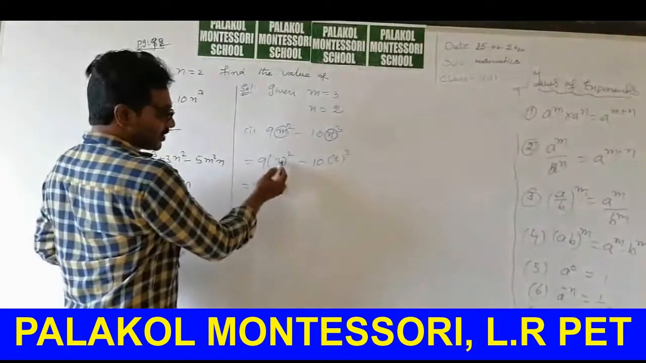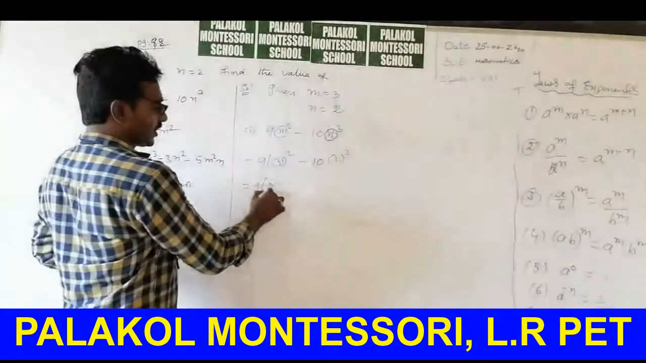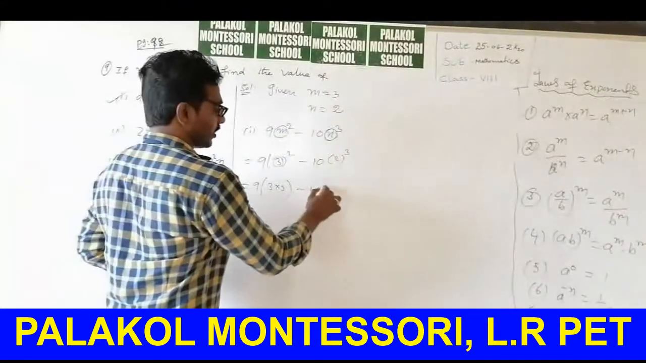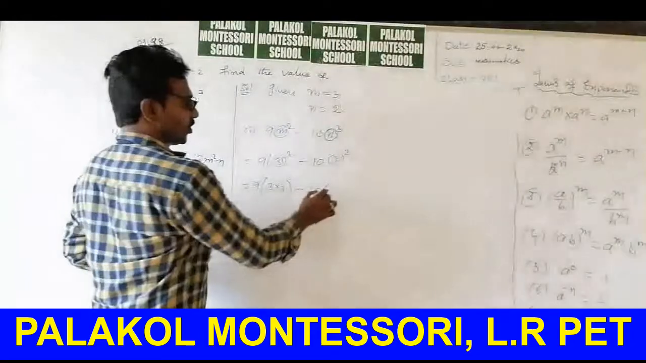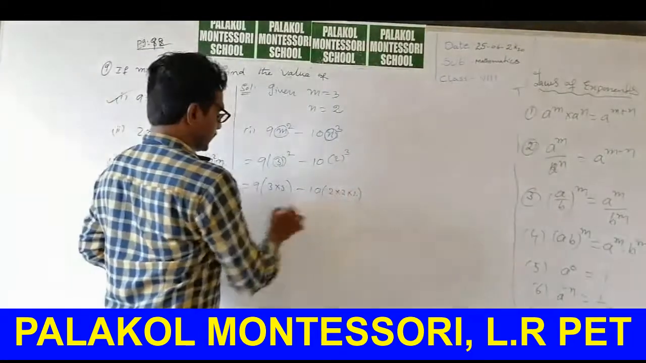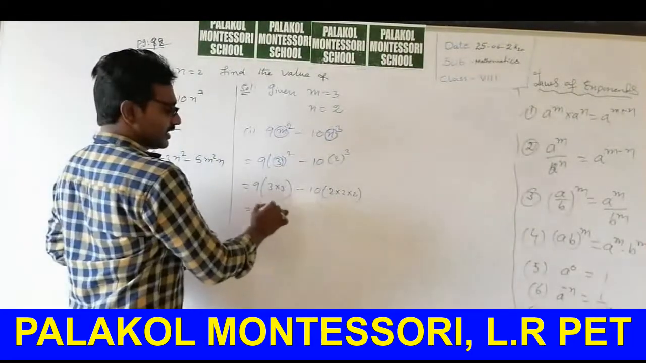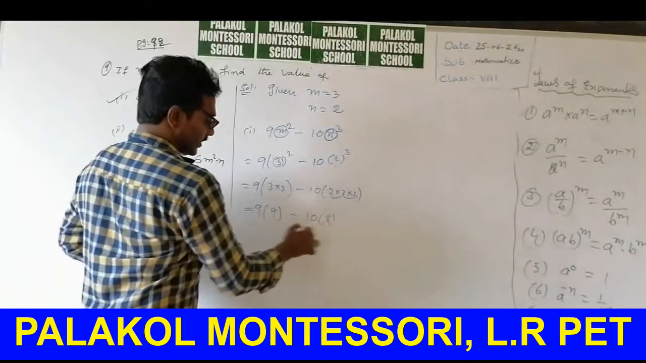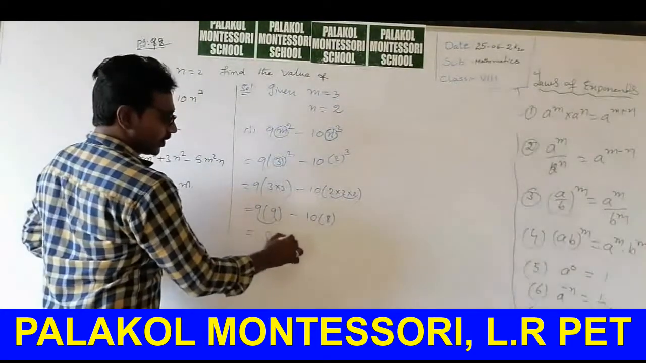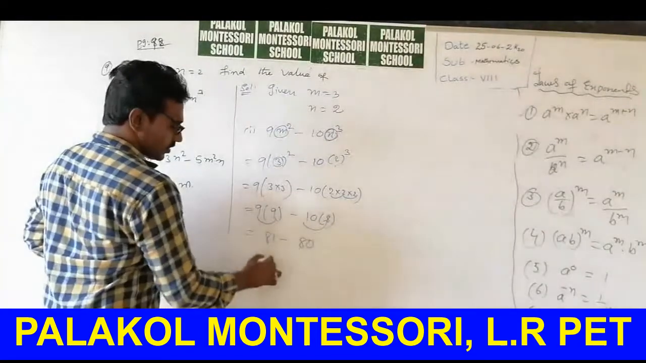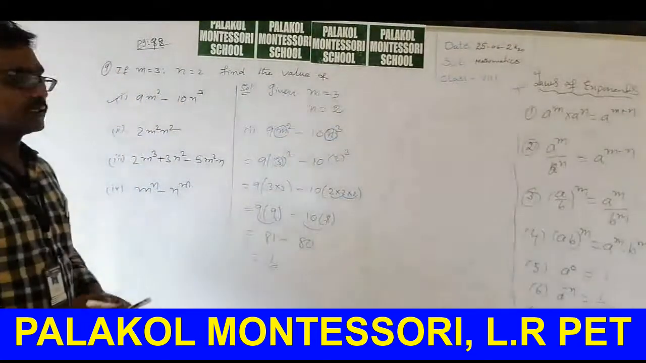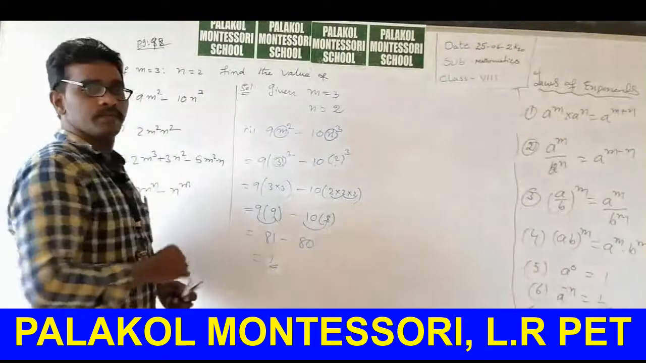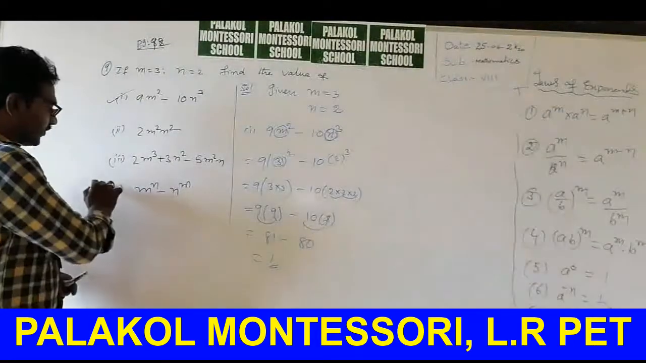3 square means this base you can write 2 times, 3 into 3. The operation is multiplication. Minus 10 of 2 cube means 2 into 2 into 2. Now 9 of 3 3s are 9, minus 10 of 2 2s are 4, 4 2s are 8. 9 9s are 81, minus 80. So it becomes 1. The sum is over. Easy or tough? Very easy. Now I do the fourth sum.